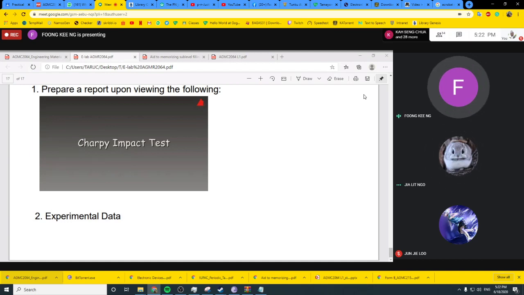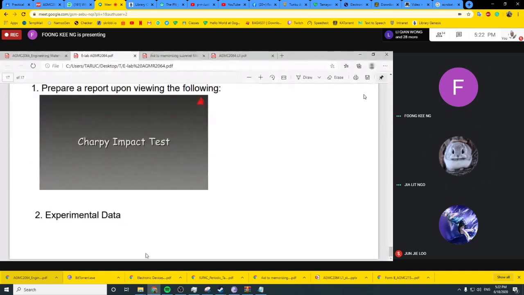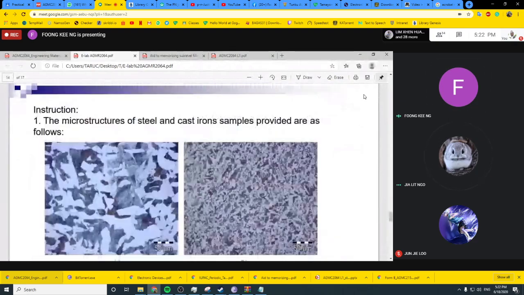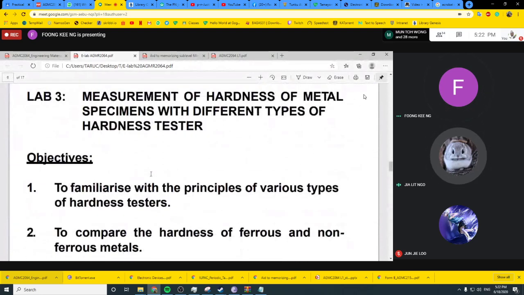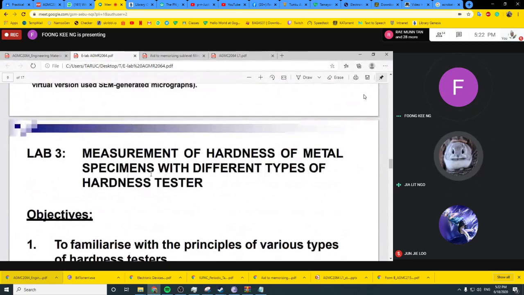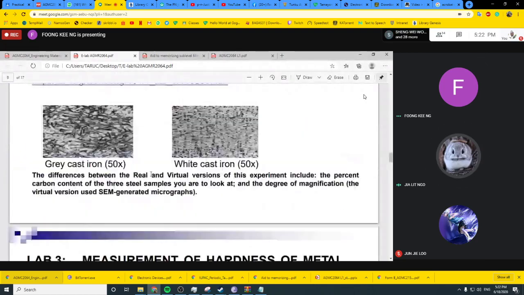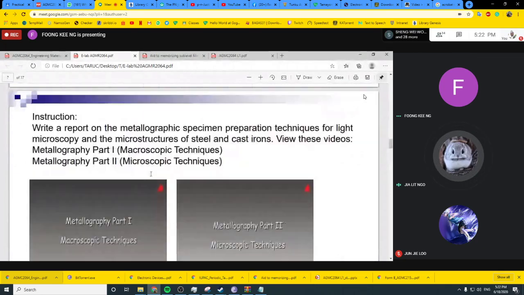Anything else? Anyone? Sure. What about lab three? Can you scroll to lab three? Hardness, yes. About the microscope, you say that there are two methods, right? But we didn't have hands-on experience learning how to look at the specimen. We just look at the pictures. What if we don't know how to use it in real life?